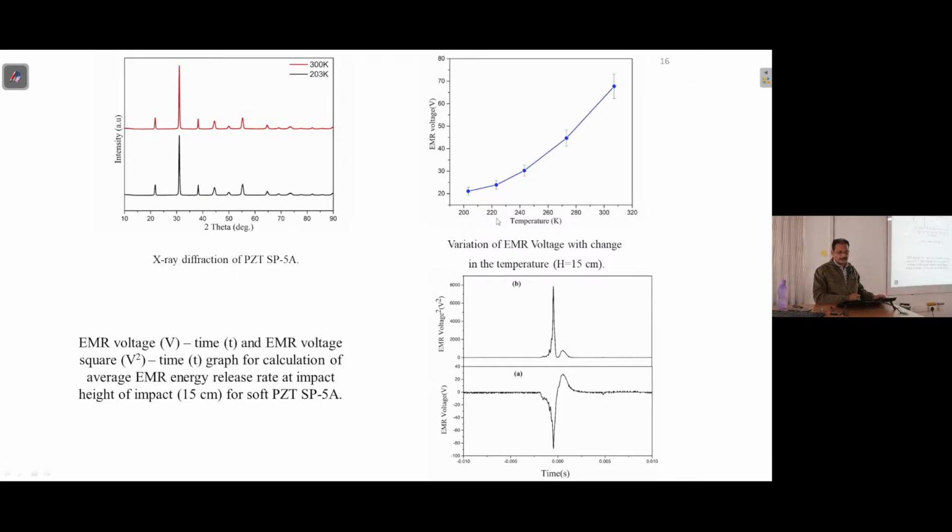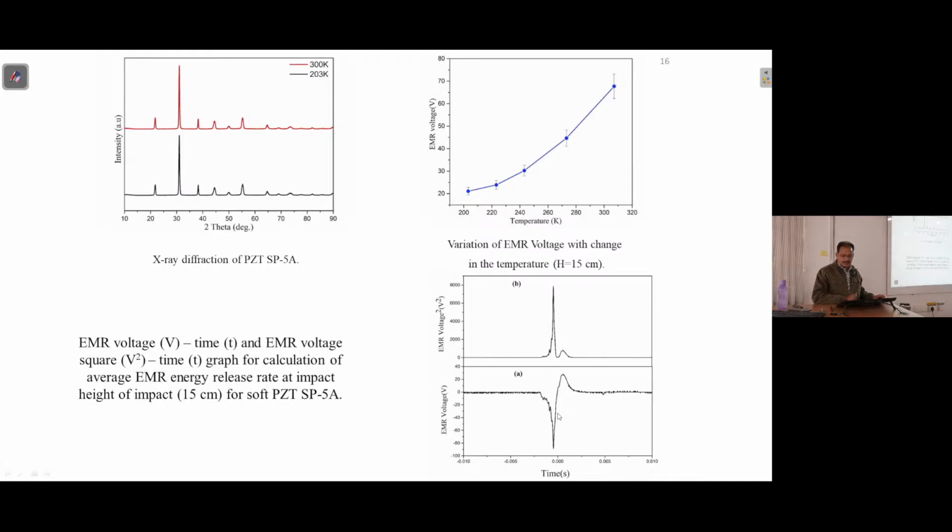And additionally we tried to calculate the energy release rate associated with the signals. So this is the usual voltage versus time plot. If you want an assessment of the energy associated with the signal, I mean for a transient signal, not a continuous one. For continuous signals you go for assessing the power rather than energy.